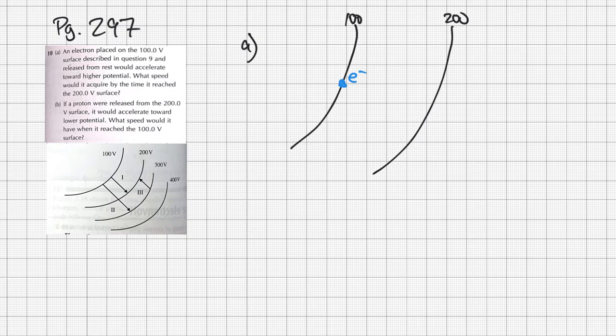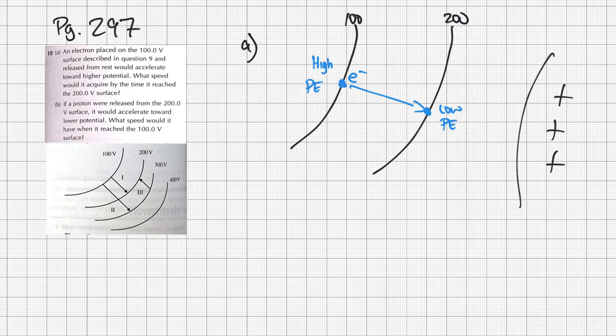Now, again, if we think about this, there's this positively charged object here. The closer we get to that object, the higher the electric potential, the farther away, the lower. So 100 and 200 make sense. An electron's going to naturally move in this direction towards the 200 volts. So we go from a high potential energy to a low potential energy.